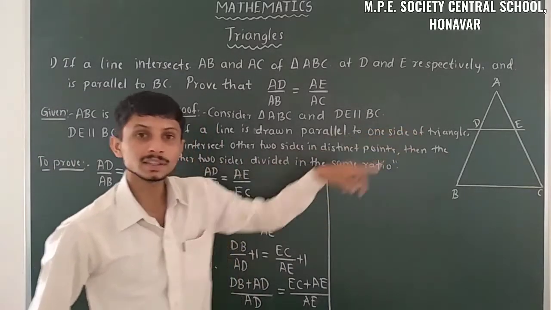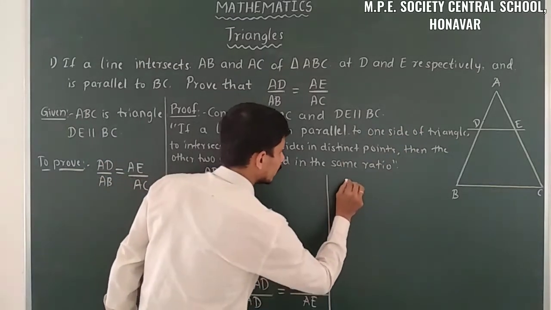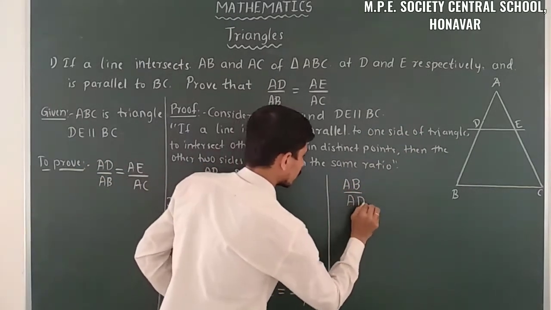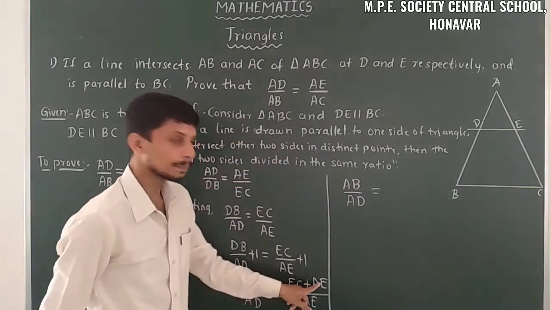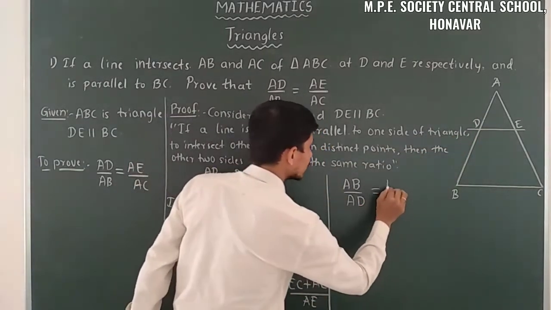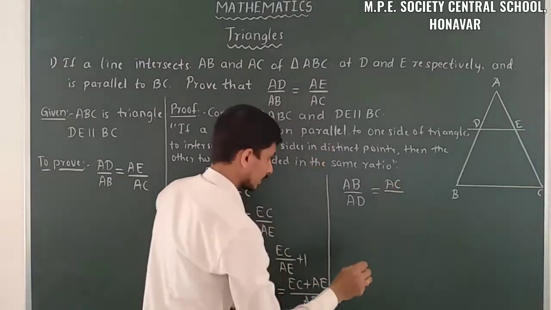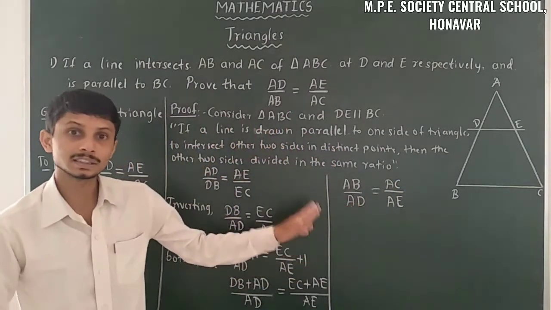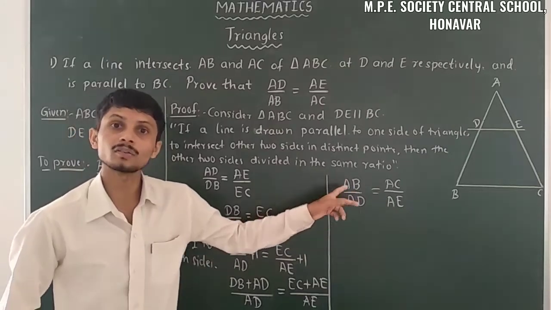DB plus AD, we can take it as AB. AB by AD is equal to here EC plus AE. EC plus AE we can write as AC by AE. So we get the required relationship, but here also we have to invert that one.